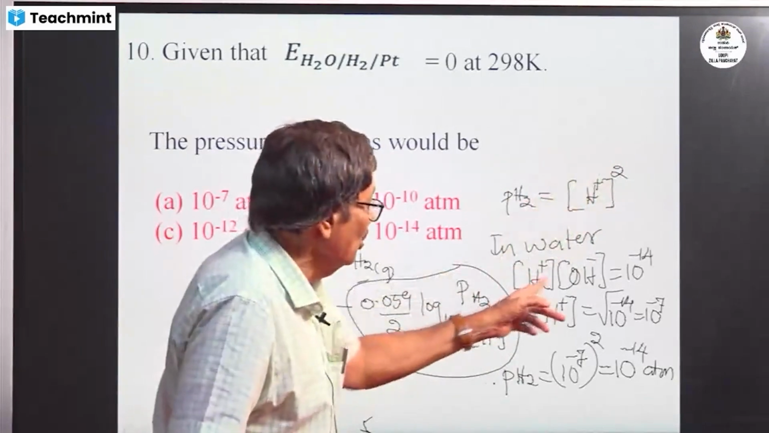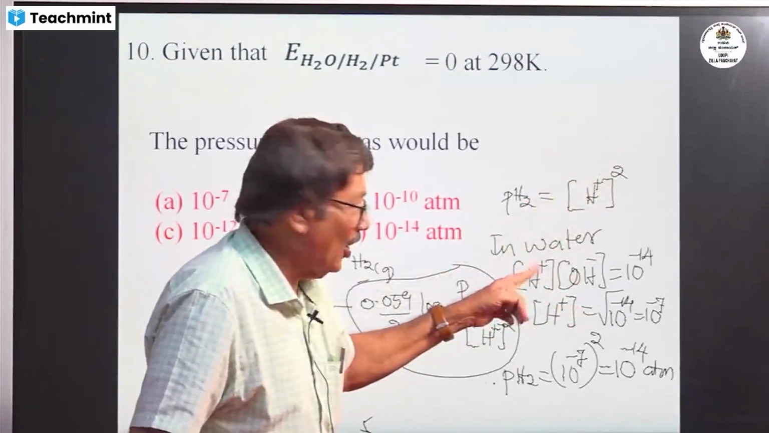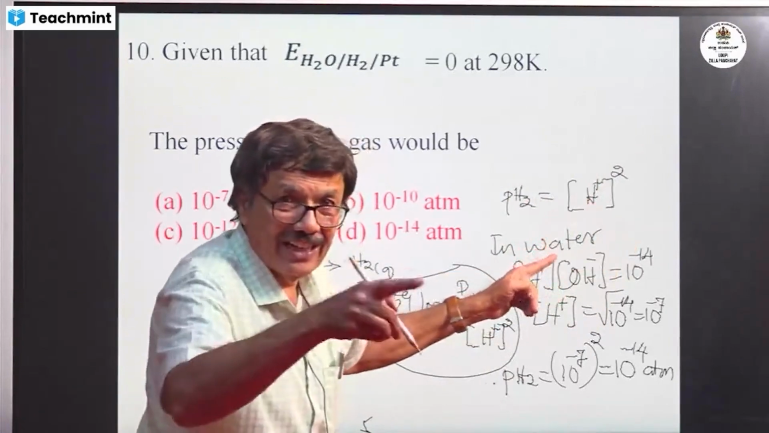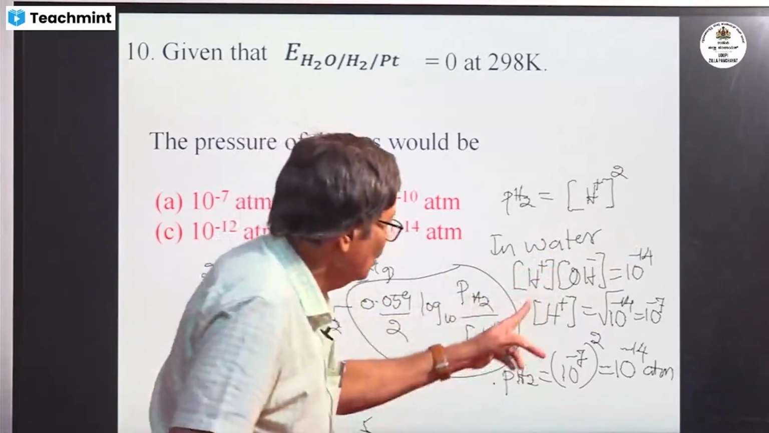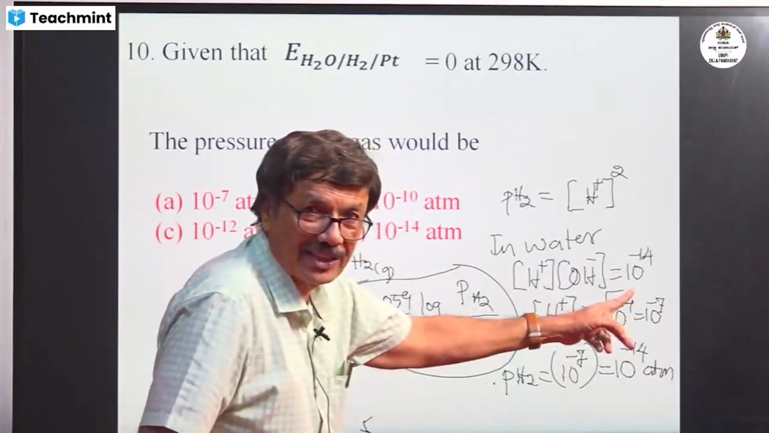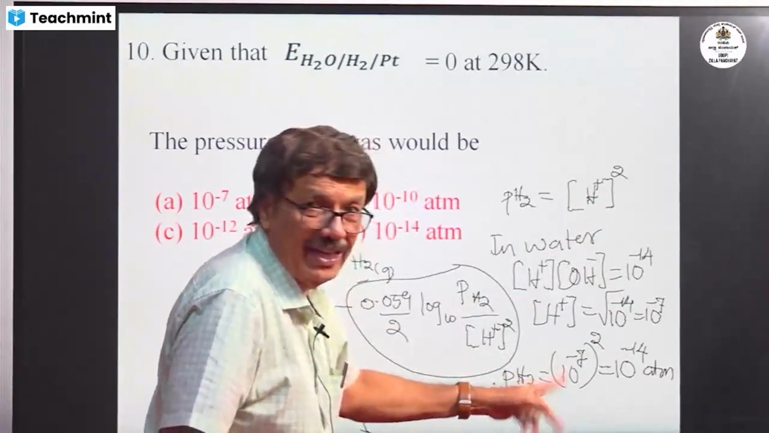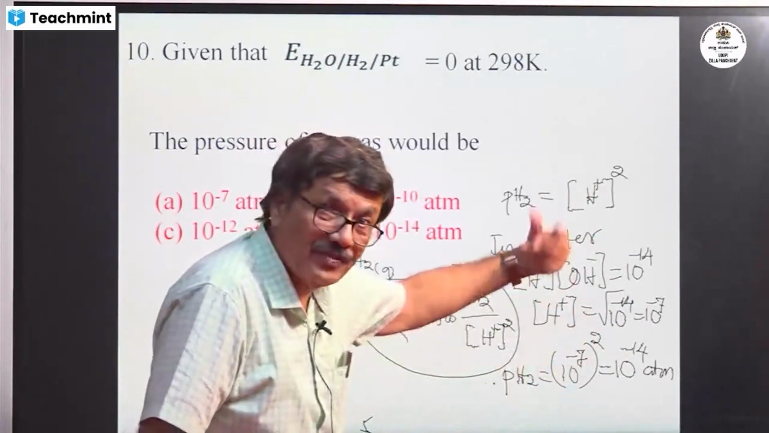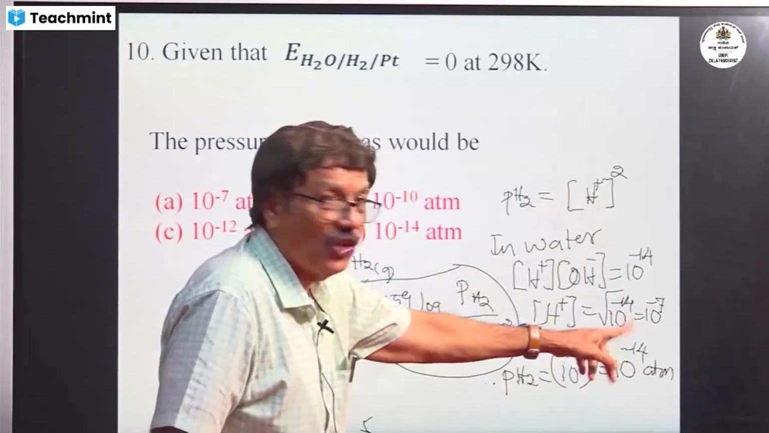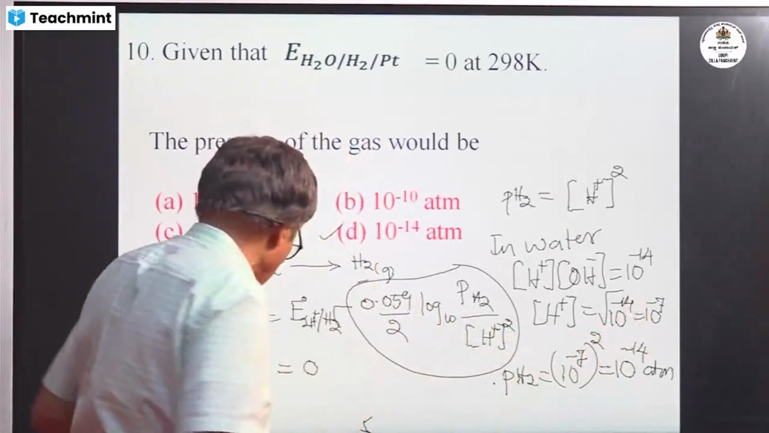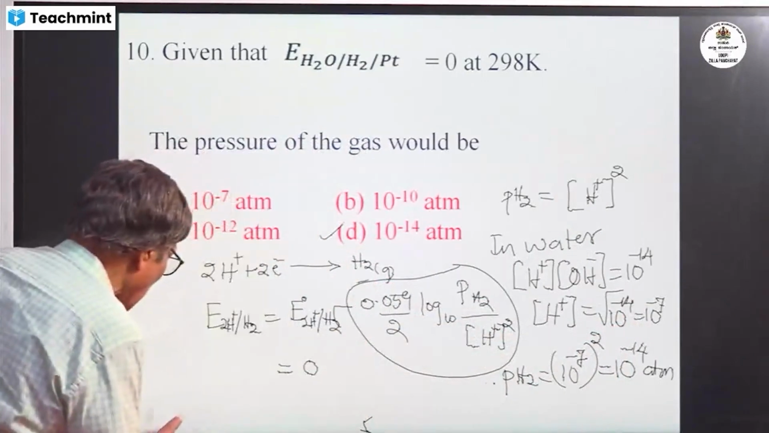In water, you know the ionic product of water, the product of hydrogen and hydroxide ion, is 10 to the power minus 14, and both are equal in water because water is neutral. So each one's concentration is 10 to the power minus 7. If you substitute, the partial pressure of hydrogen should be 10 to the power minus 7 squared, 10 to the power minus 14 atmosphere. This is the right option. So this question is done. We will move on to the next question.